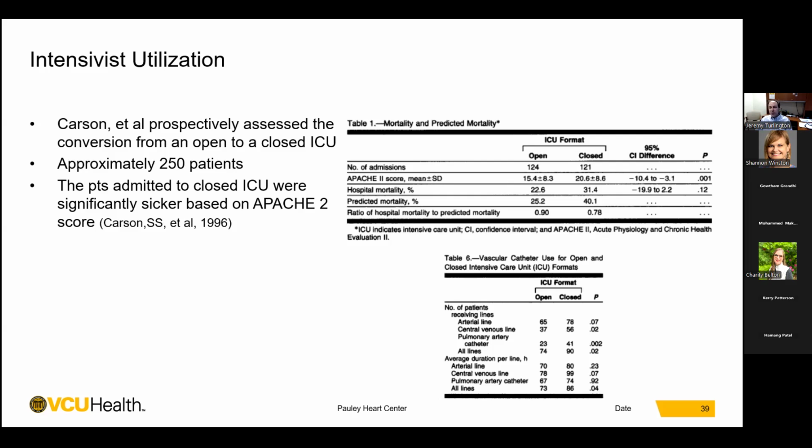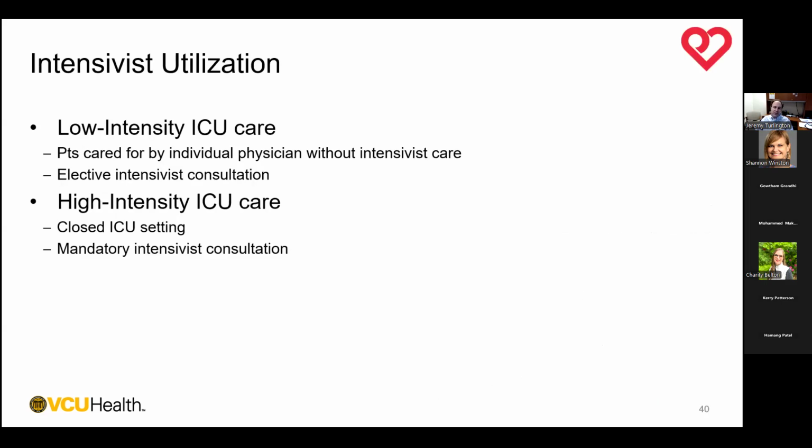Other things that were found: the nursing staff reported they felt much more confident in the decisions made by the intensivist in the closed model, which is maybe another thing to think about here. That's not just the physician, but the training of the nurses and the way the staff works together to take care of patients in an ICU setting. Now, so that's open and closed.